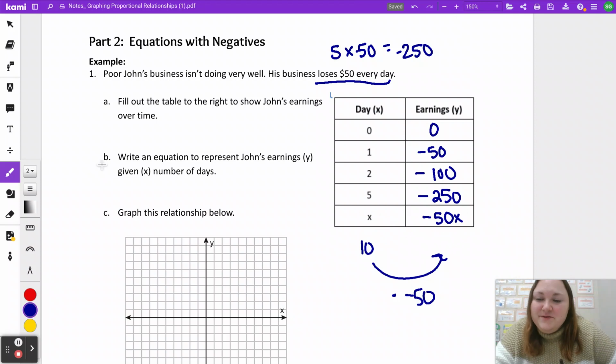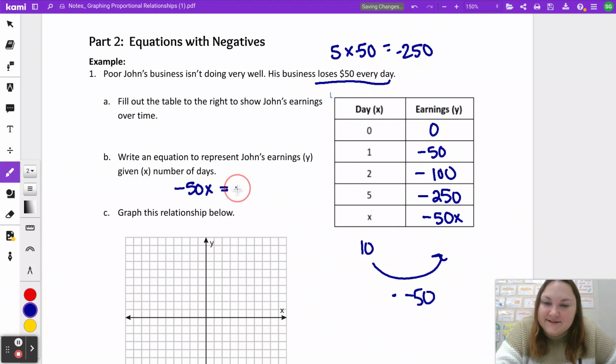Doing that also helps you with part B, where you're writing an equation. This is part of our equation, but it's not an equation because I don't have equal to something. So to finish it, I would want to say equals y. Negative 50x equals y, or some people prefer to have y first. You can also say y equals negative 50x. Those are both the same.